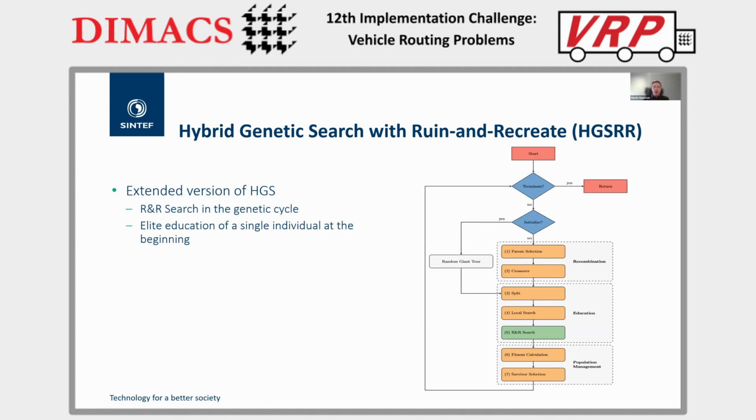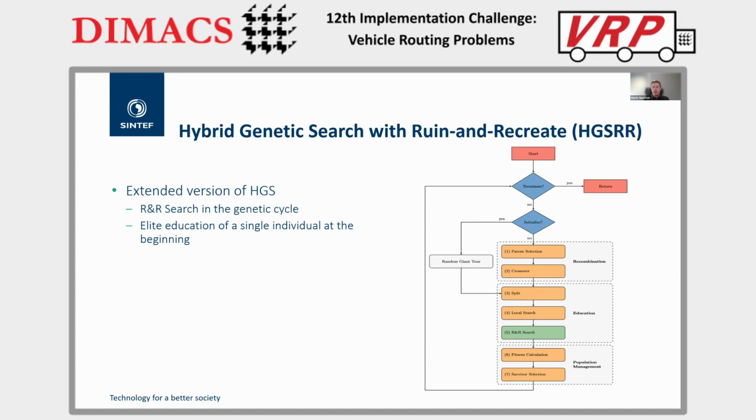So yeah, to answer the research questions, we implemented the hybrid genetic search with ruin and recreate, and we performed a series of experiments with it. As I said, the method is an extended version of the HGS. If we take a look at the figure, we have illustrated the method with 7 components that form the genetic cycle.